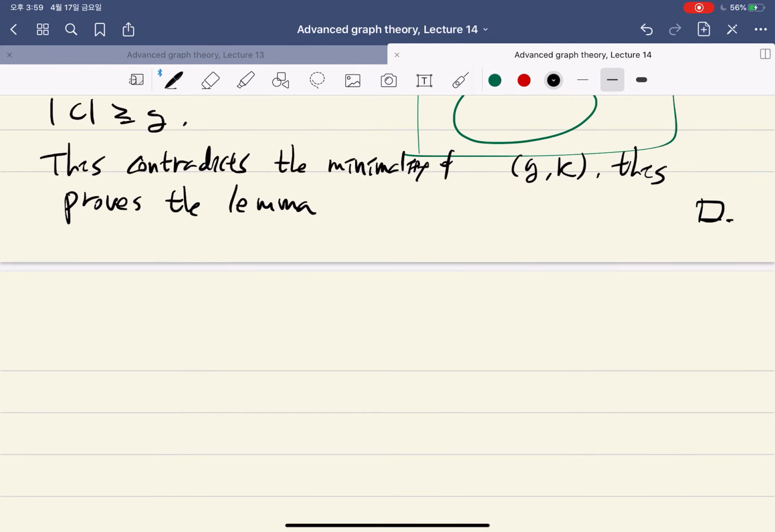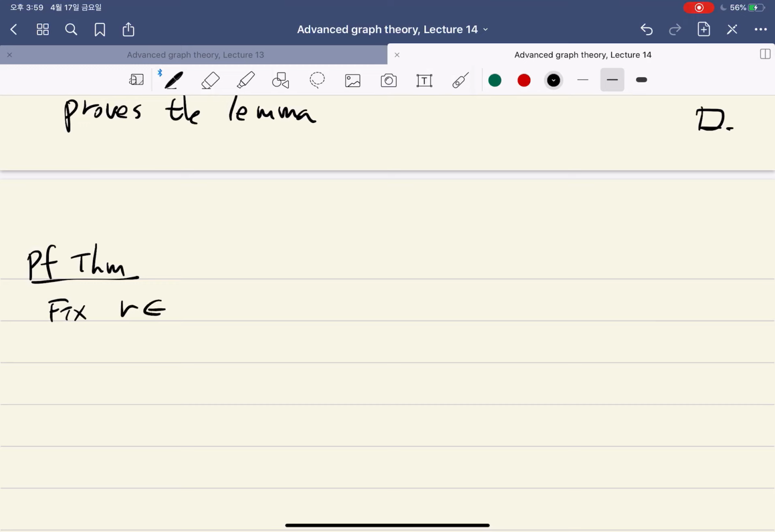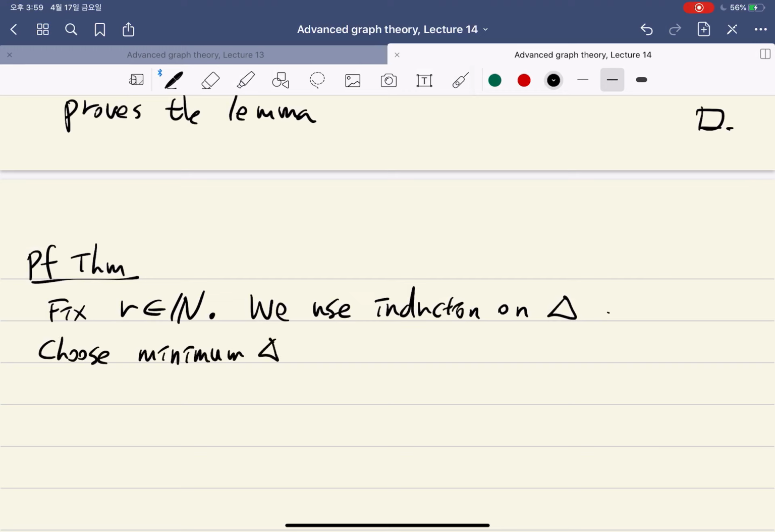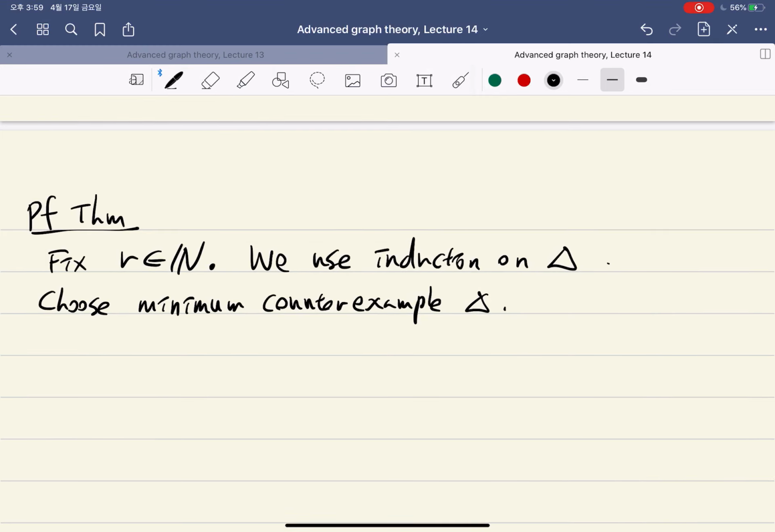So with this lemma on our hand, now we can prove the theorem. So we fix some large integer r. And for fixed r, we want to use induction on, say, delta. Choose minimum delta, so minimum counterexample delta. Then, I guess this induction is not really necessary, but we just want to assume delta is even.